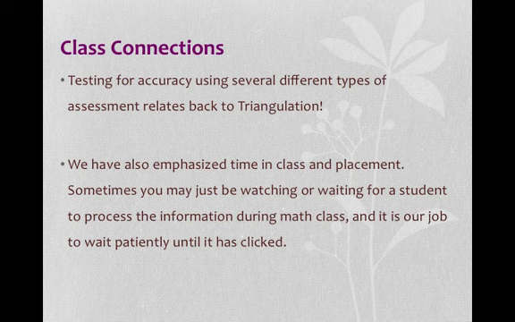So, testing for accuracy using several different types of assessments does relate back to triangulation. You can't rely on just one type of test to completely define where a student is at. The student could test at a second grade level on the Brigance, but actually be reading at a fourth grade level. We have to make sure that we're observing in class too.